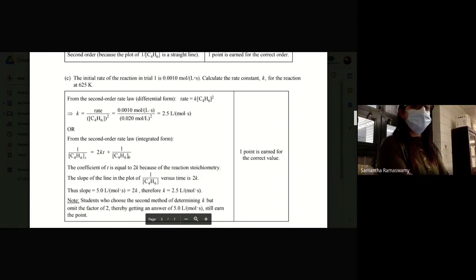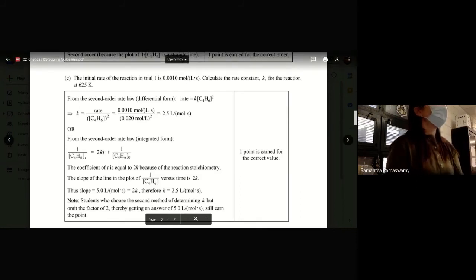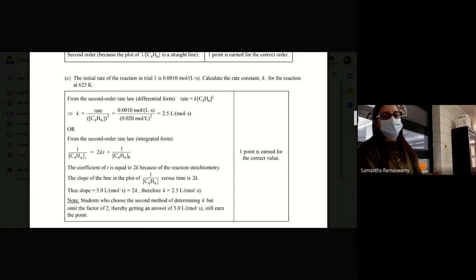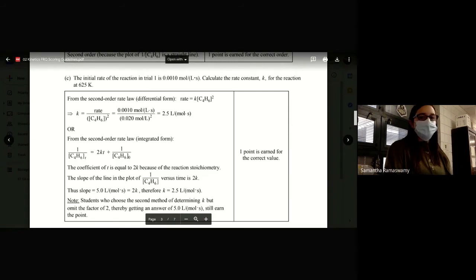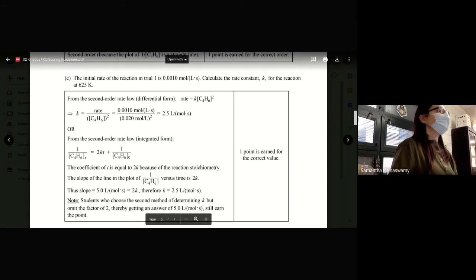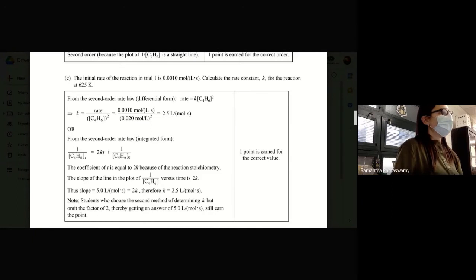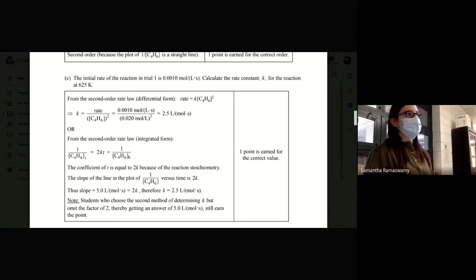The first way is you could have used the rate law. And if you say, well, they didn't give us the rate law, no, but you figured out the order. You said that it was second order. So that would give us rate equals K times the concentration of C4H6 squared. Well, the initial rate in trial 1, this 0.001, that's the rate. You just need to look at what the initial concentration was for trial 1.